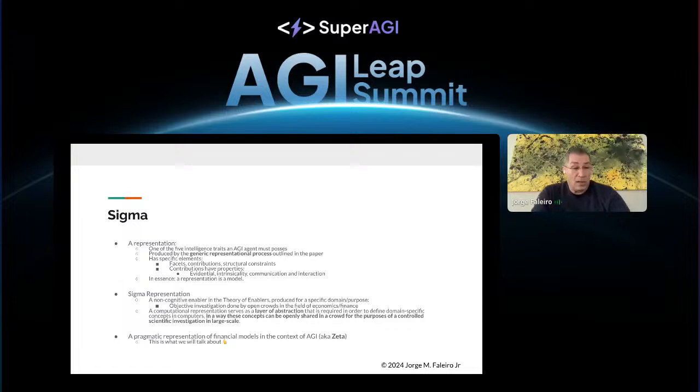Like I mentioned, Sigma is a mini language, or corporate-specific or domain-specific language, and sets a representation. The research came from the idea that in order to define intelligence, we have to start from what we define as the five traits of intelligence, and representation is one of those traits. The way we produce domain-specific representations is outlined in a process we call the generic representational process. That's also part of the thesis, and we give the steps in which you produce those.